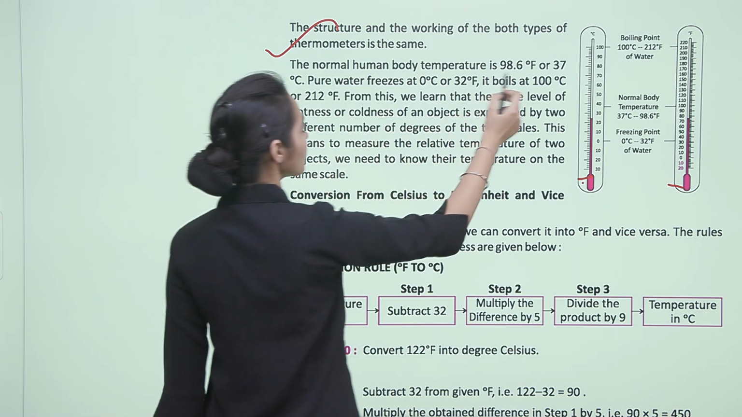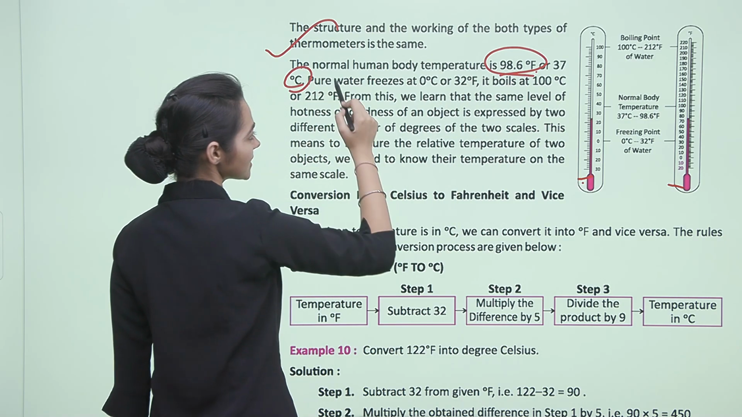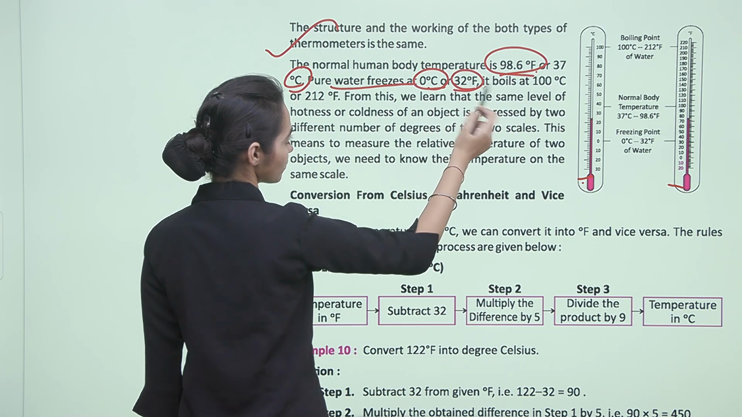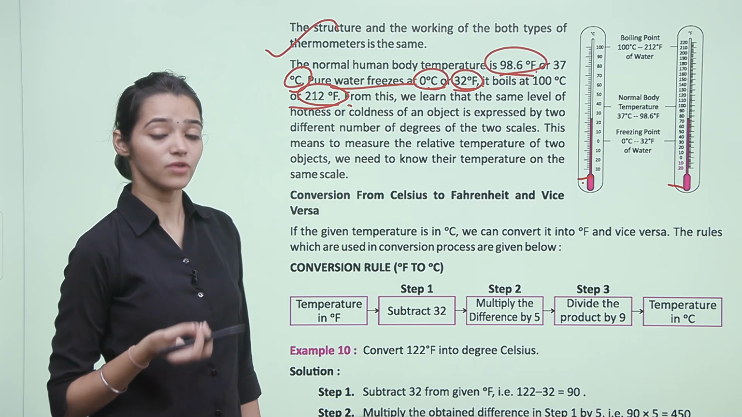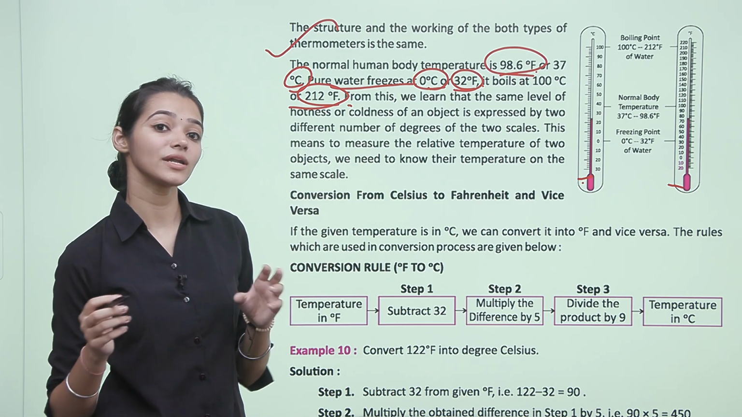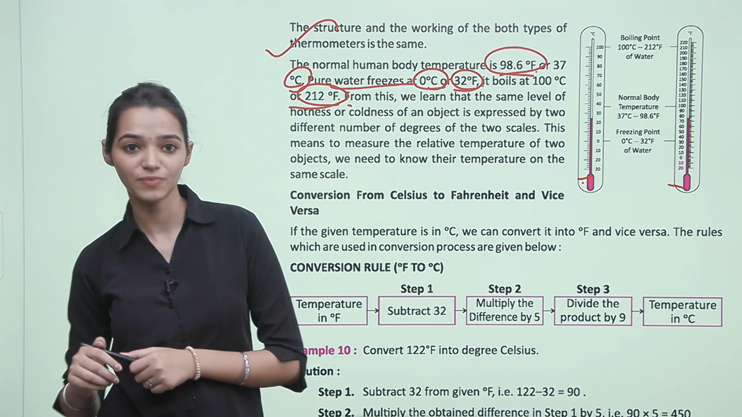Normal human body temperature is 98.6 degrees Fahrenheit or 37 degrees Celsius. Pure water freezes at 0 degrees Celsius or 32 degrees Fahrenheit. It boils at 212 degrees Fahrenheit or 100 degrees Celsius. From this we learn that the same level of hotness and coldness is measured in 2 different numbers of degrees by the 2 scales.